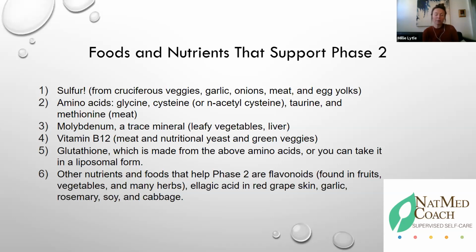Other foods and nutrients that help phase 2 are flavonoids. These are found in onions, celery, apples, and in the skins of some of the healthiest red fruits and vegetables: red, orange, purple. Resveratrol from grape skins and blueberries, and ellagic acid from pomegranates and grape skins. They're found in rosemary and organic soy, especially if it's sprouted or fermented. It's found in cabbage, all the cabbage family vegetables, sauerkraut, etc. So these foods all help to support phase 2, and these would be foods that you would eat on a detox.